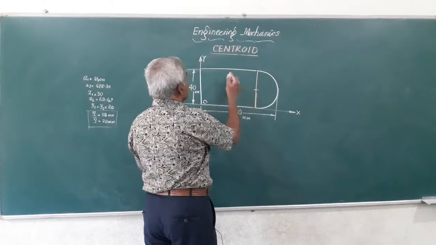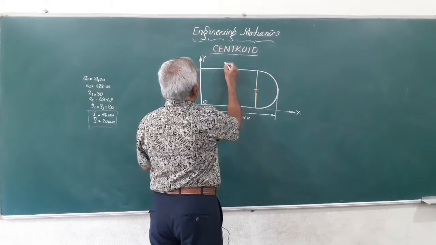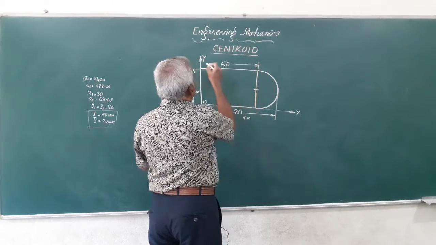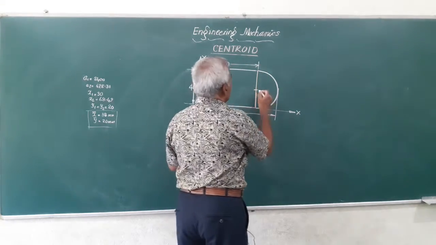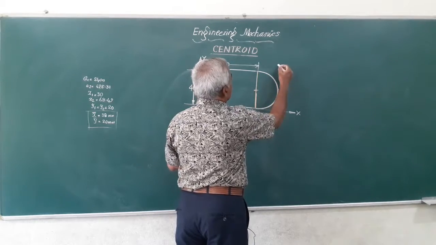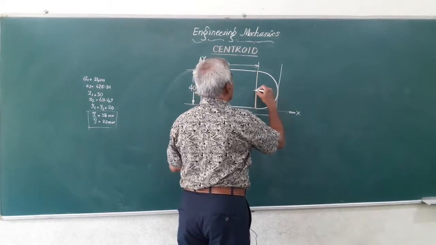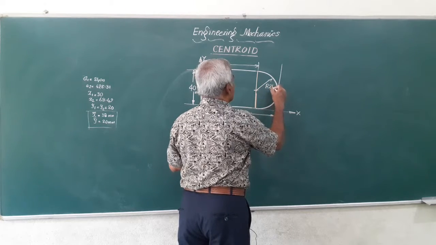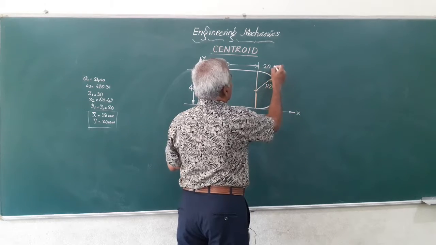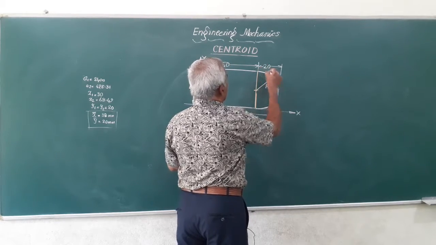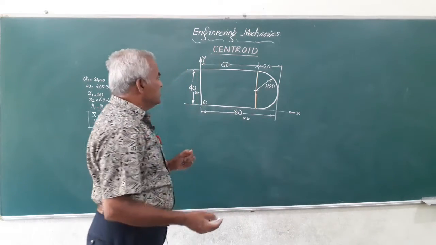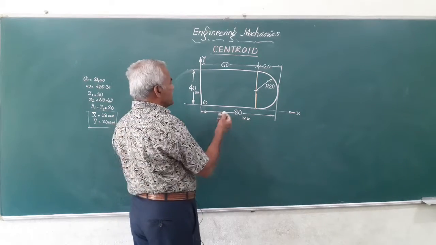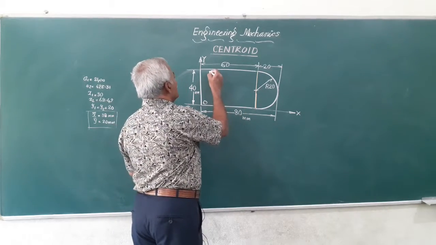Say this side is 60, and the semicircle has a radius equal to 20, shown here as R20, meaning the radius is 20 units. If it is in millimeter, you should take it as 20 millimeter. If it is in meter, it should be in meter. Here we have split the given figure into two parts.